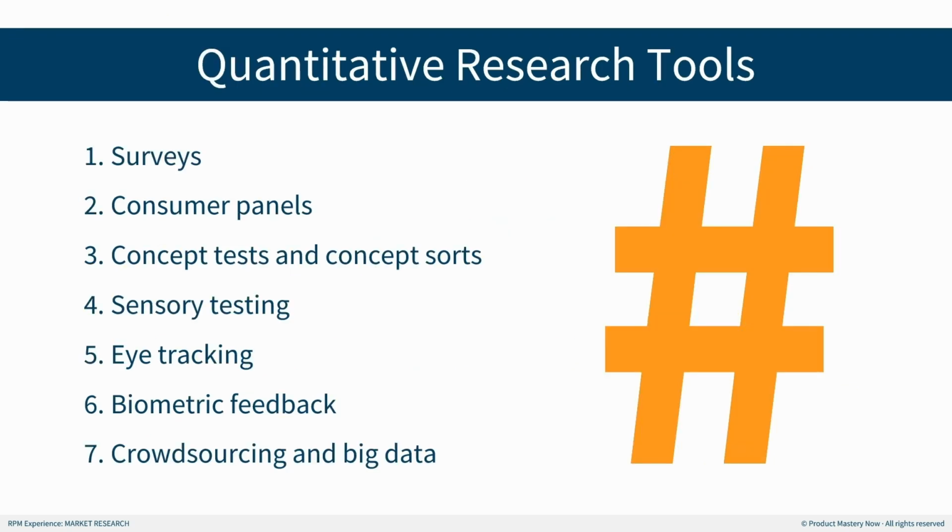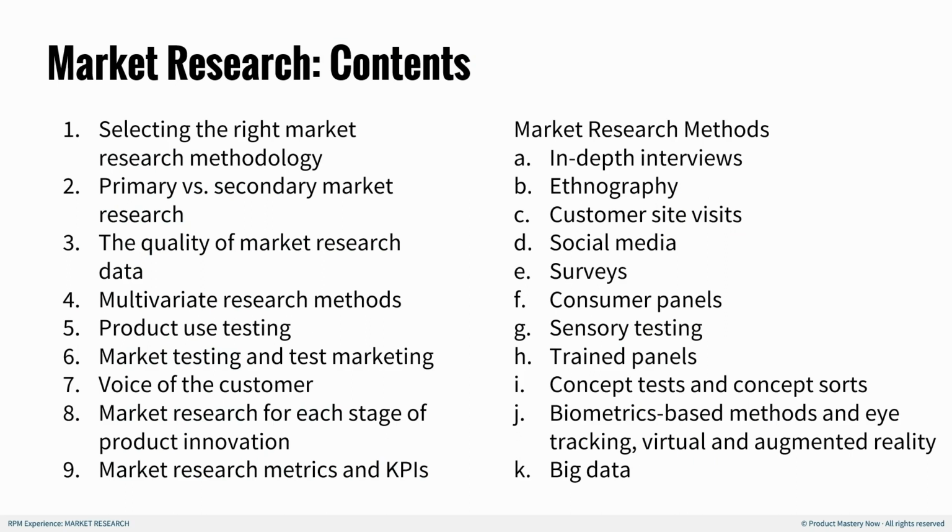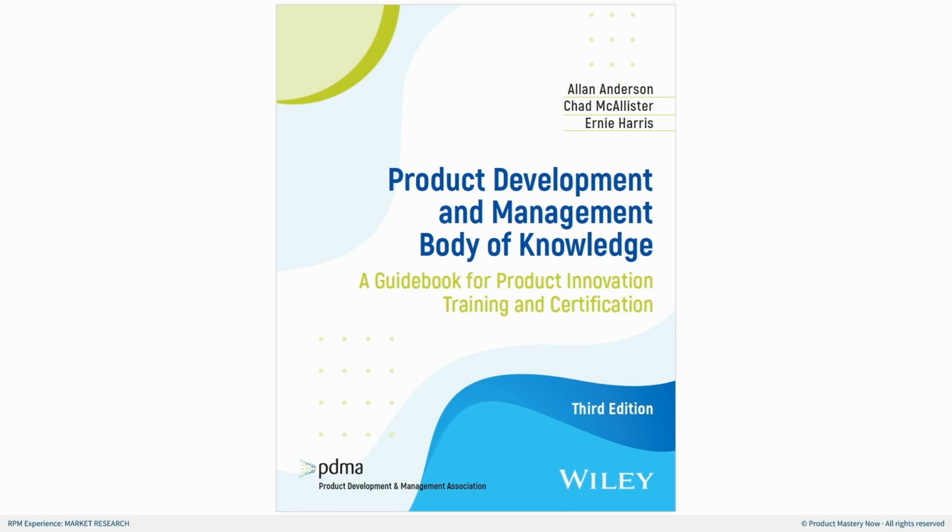Okay, so we covered a few of the qualitative tools. There are certainly a lot of quantitative research methods we could talk about as well. Things like surveys, customer panels, consumer panels, concept tests and concept sorts, sensory testing, eye tracking, biometric feedback, crowdsourcing, and big data. We would never use all of these approaches for any one product. It certainly depends what you are creating and what kind of problem you are addressing. But once again, it's important to be aware that there are multiple tools that we can use, and that they get used for different purposes, and so we want to understand those purposes. Once again, there's a lot in market research that we could talk about that I'm not going into in this episode.